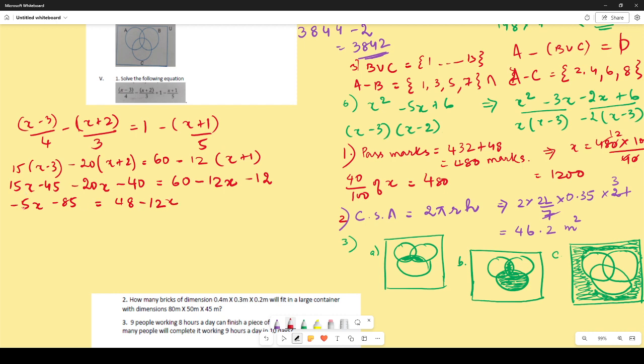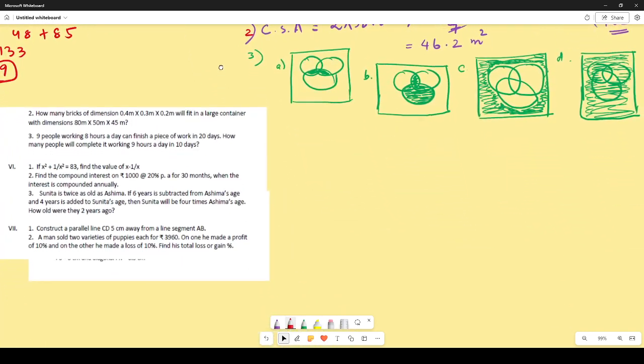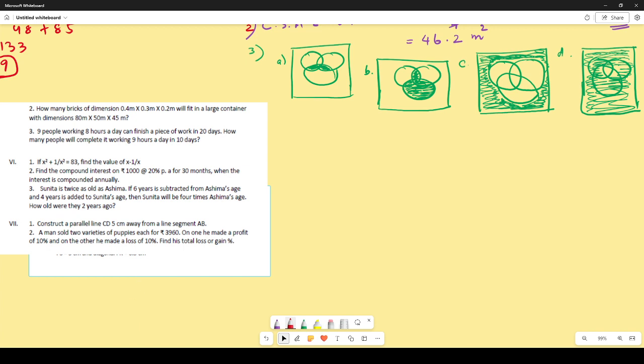So you take the x's to one side, and what we have over here is minus 5x plus 12x is equal to 48 plus 85. So you have 7x equals 133. x is equal to 19. So that should have been your value for x. Because you did not pay attention to the signs, many of you got this wrong. So I hope you are more careful next time. Let us check out the next part.